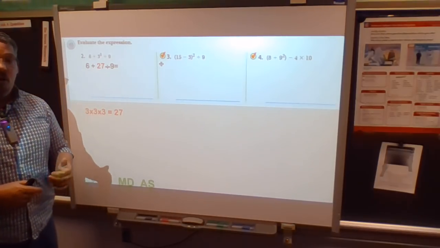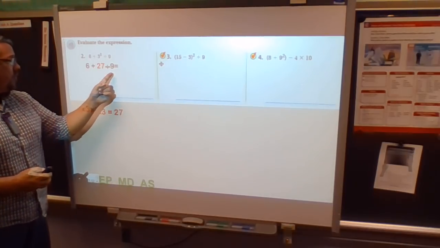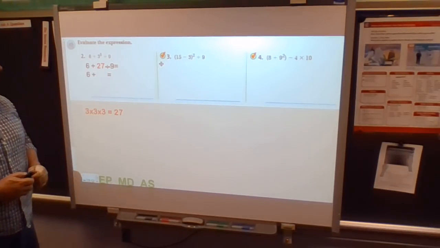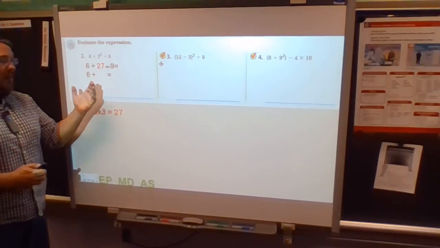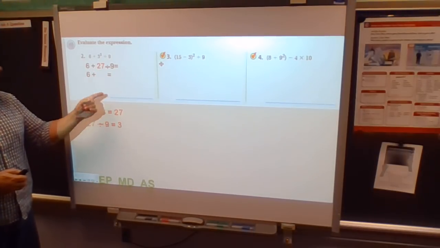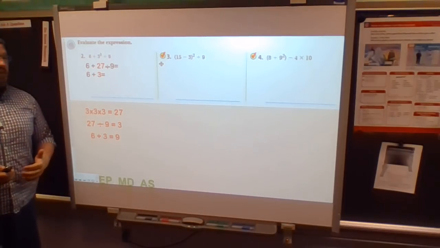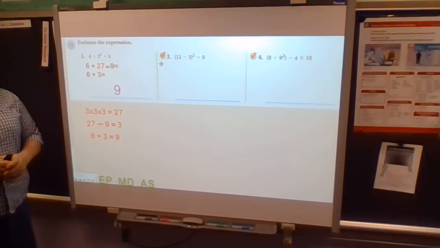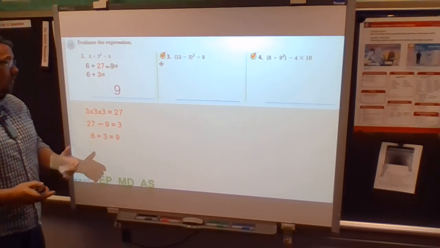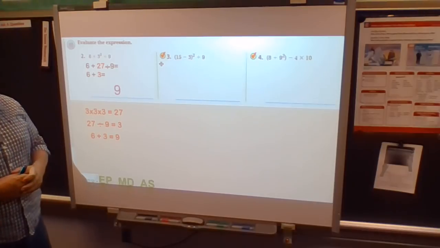Now I have to do my multiplication and division from left to right. So 27 divided by 9. I bring down my 6 in my addition. I take 27 divided by 9, that is 3. So I'm going to be left with 6 plus 3, and 6 plus 3 is equal to 9. So the answer to this expression is simply 9.